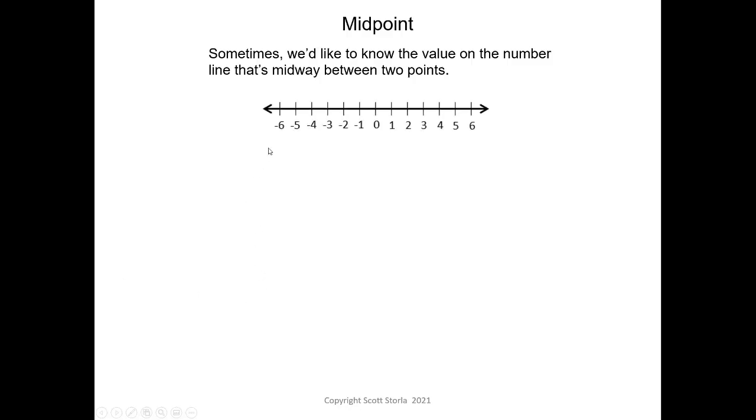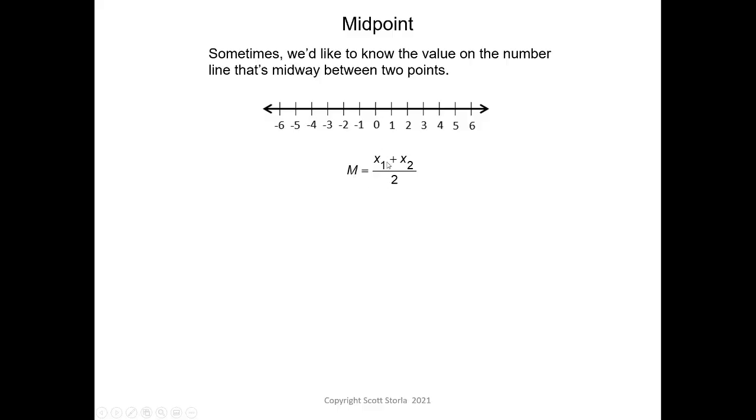For instance, if we look at values -6 and 4, then the point that's at the midpoint between the two would probably be somewhere in here. Here's the formula we're going to use for the midpoint. Instead of writing midpoint over and over again, we're just going to use this capital M to mean midpoint.